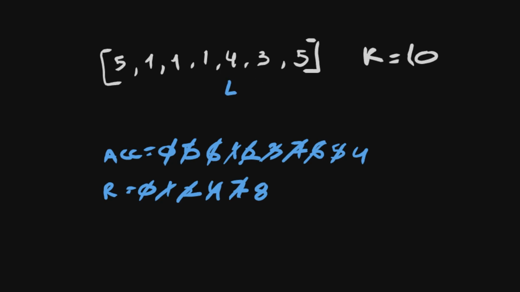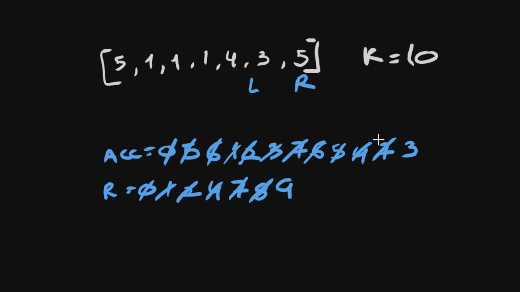Next we update the right pointer and we add 3 to our accumulated, and 7 times 2 is greater than k, so we update left. We subtract 4 from here, this is now 3. And now 3 times 1 is smaller than k, so we add 1 to our result, which is now 9. And we update the right pointer.